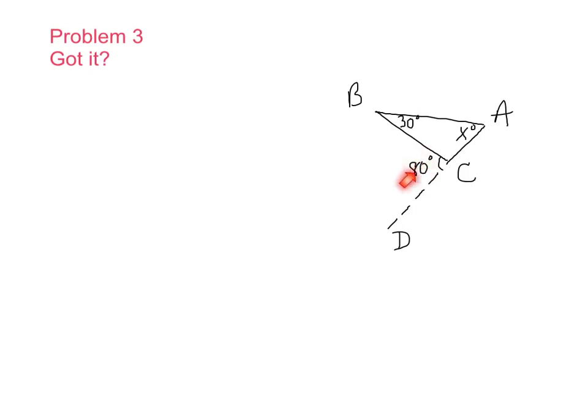80 degrees is the exterior angle. The two non-adjacent angles, which are your remote interior angles, are 30 and x. Well, 80 is the sum of 30 and x, so what would x have to be? x would have to be 50. I mean, that's pretty easy. But can we get that without actually using the triangle exterior angle theorem? And the answer is absolutely.